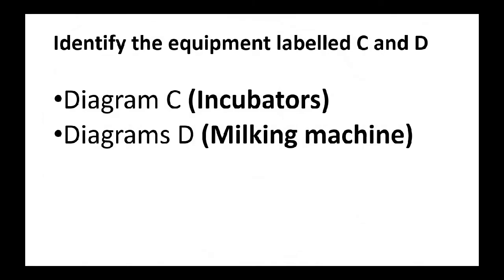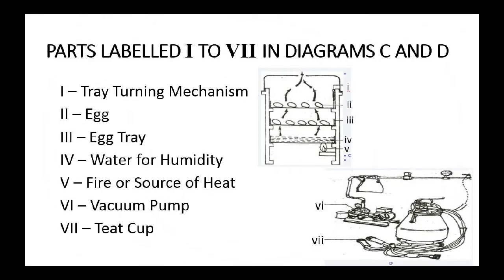Now in 2A, identifying diagrams labeled C and D. Diagram C is an incubator, while diagram D is a milking machine. Now in 2B, you are to label the parts I to VII in diagrams C and D. So the diagrams have been placed beside the answers for you.